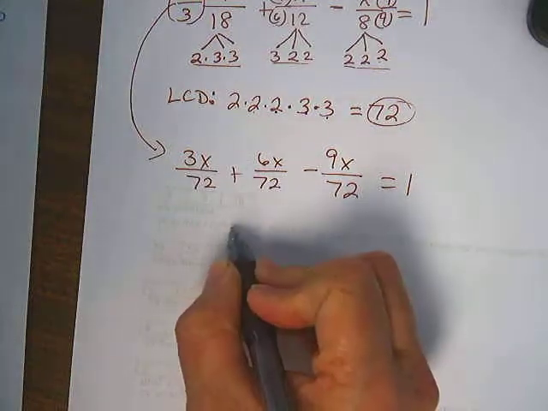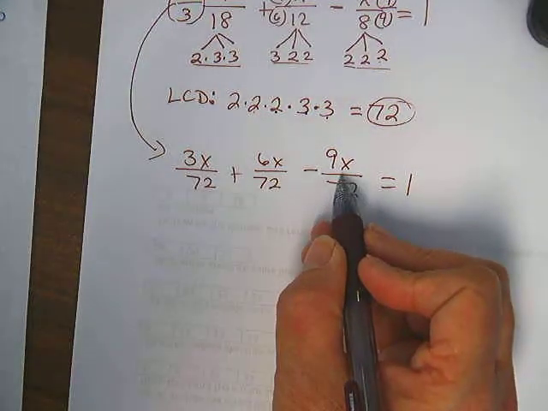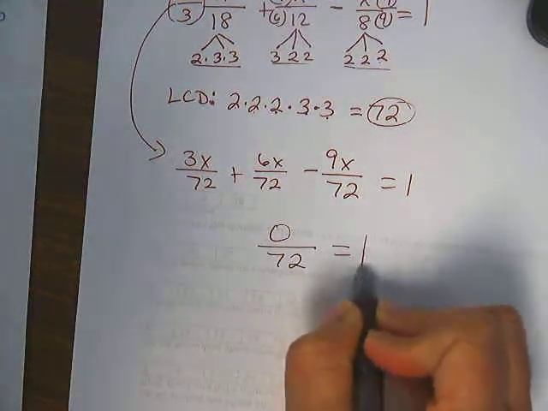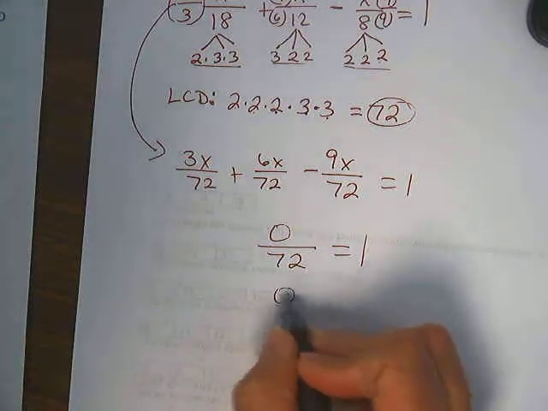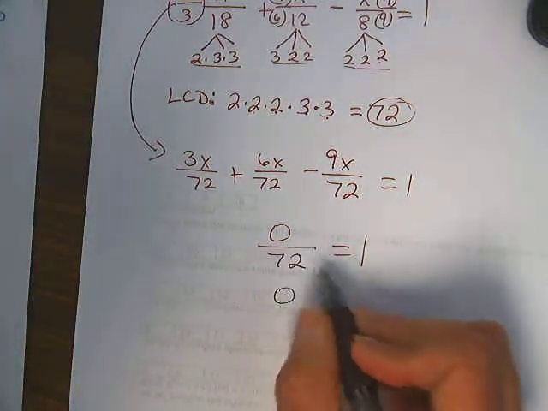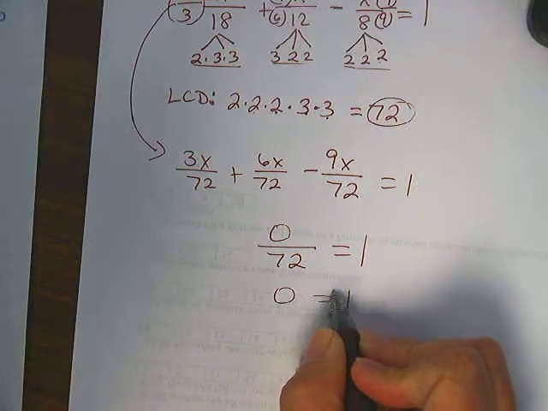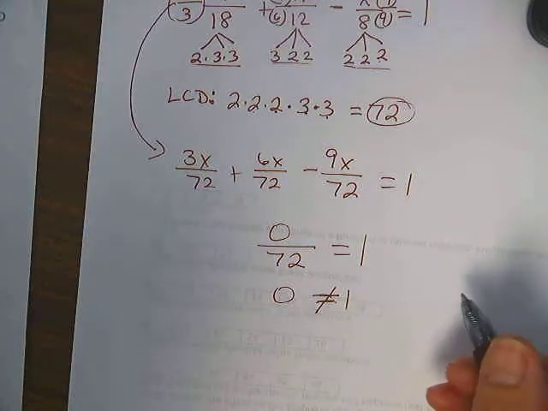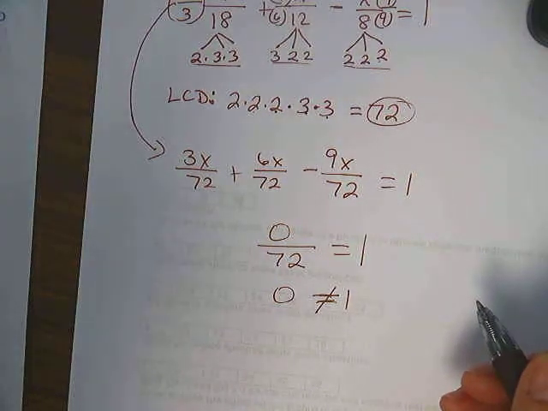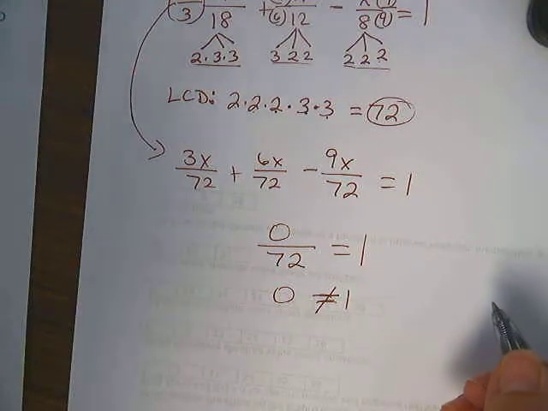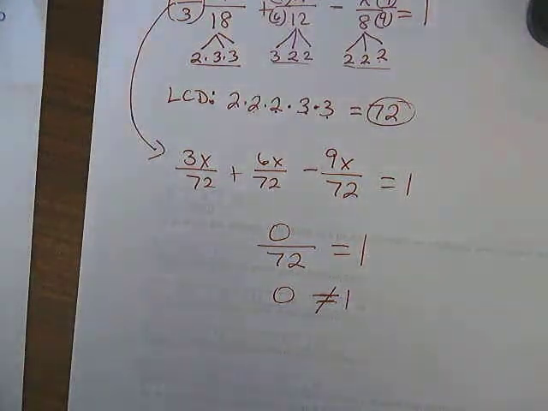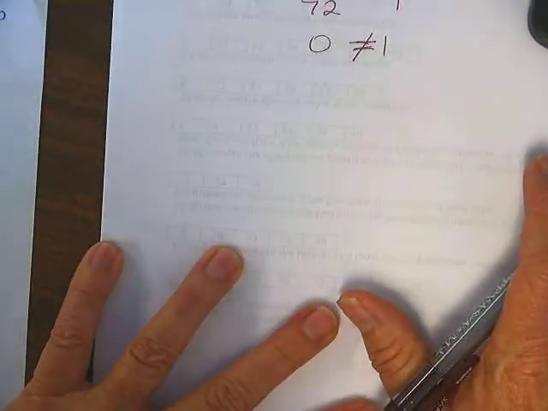3x plus 6x gives us 9x minus 9x. Uh-oh, that gives us 0. So 0 over 72 equals 1. Zero divided by anything is 0. Does 0 equal 1? It does not. What this tells us is that the pool is never going to get filled if we leave that drain open. So someone better get out there quickly and stop that drain, because this cannot happen. Okay, not a very satisfying problem when we don't get an answer, but that's what happens on this one.